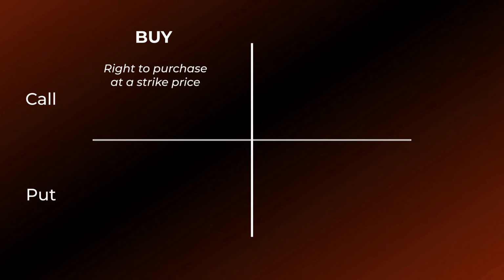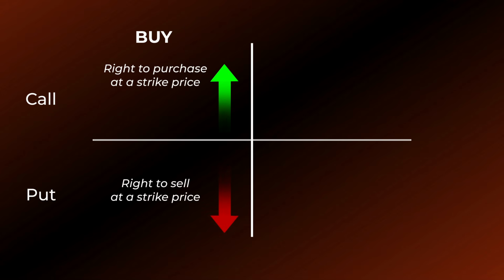If you are the buyer of a call, you have a right to purchase at a strike price. You have the right to buy. And if you are the buyer of the put, you have the right to sell. So it's two different things that you can do by being the buyer. You can be bullish, that's the right to buy, or you can be bearish, that's the right to sell. So you're both buying.